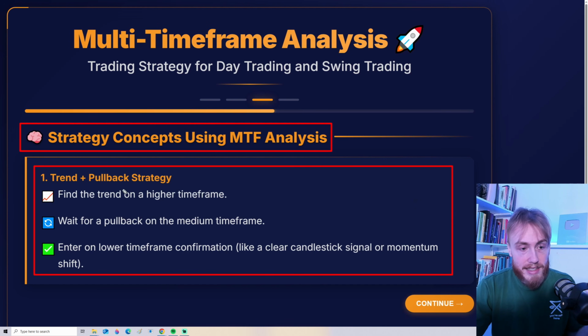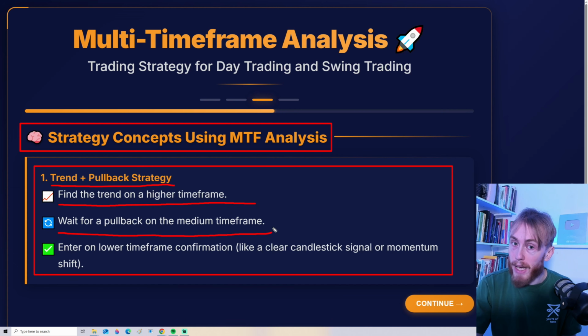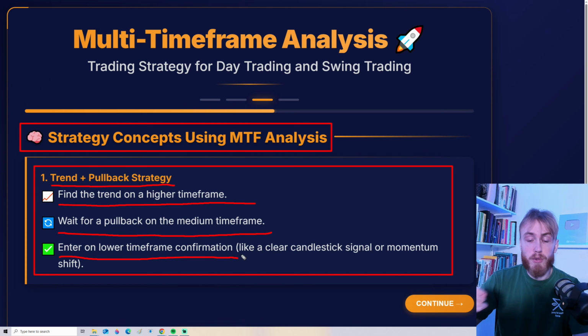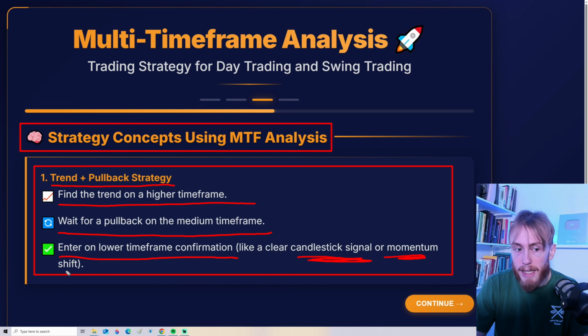But now let's take a look at this trading strategy. So this strategy is simply called the trend and pullback strategy. And the goal here is to find the trend on the higher time frame. Then you want to wait for a pullback on the medium time frame, and then you use the lower time frame for confirmation. So this is where you look out for, for example, a clear candlestick signal or some kind of momentum candle or other types of price action signals. This is also where you use your risk management, so you define your profit target and stop loss and so on and so on.